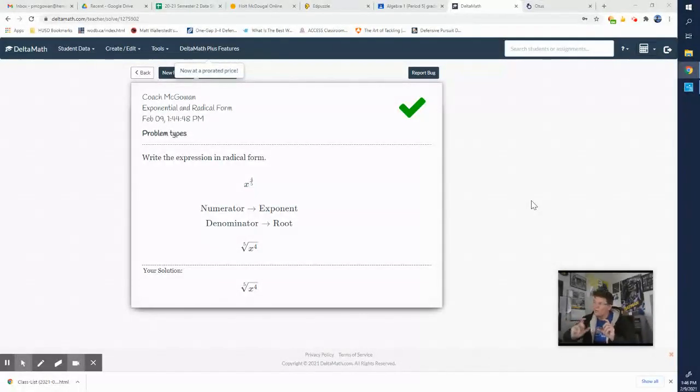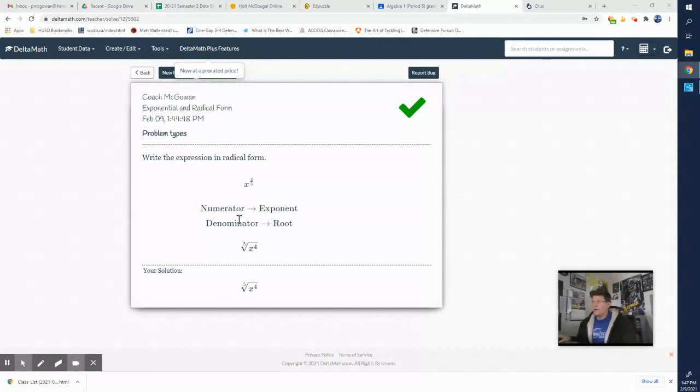And now we can rewrite these exponents using radical signs. And that's all we're going to be working on with today's Edpuzzle video and with the Delta Math. So when we're talking rational exponents, they're fractions or decimals, and we can rewrite them using radical signs. Here's an example. I have x to the 4/5 power.